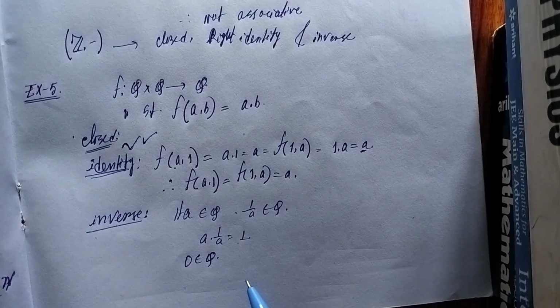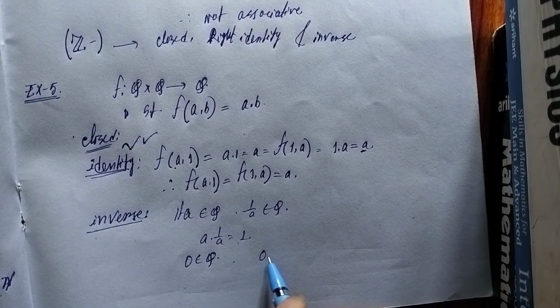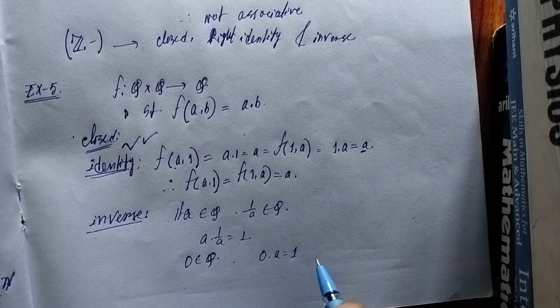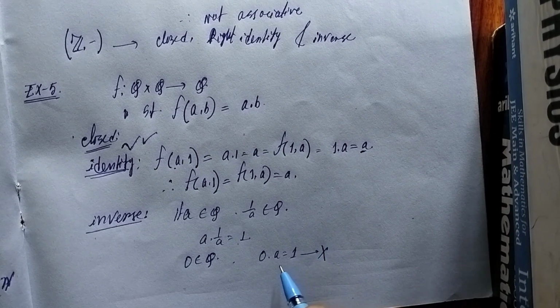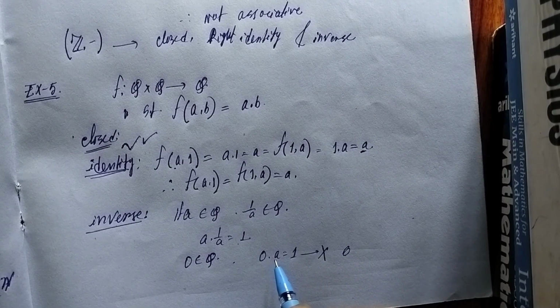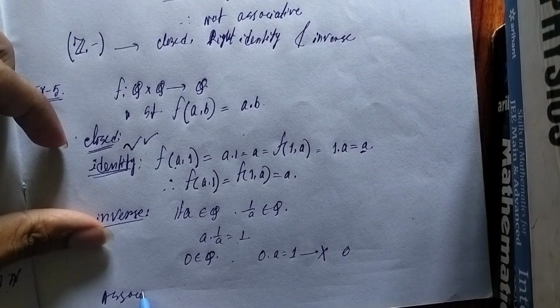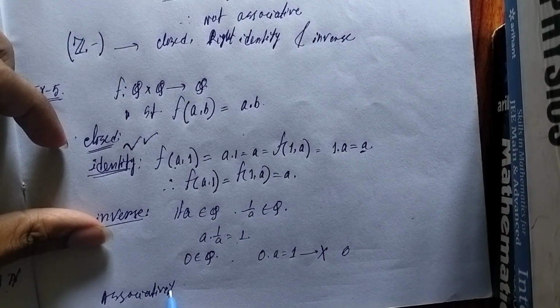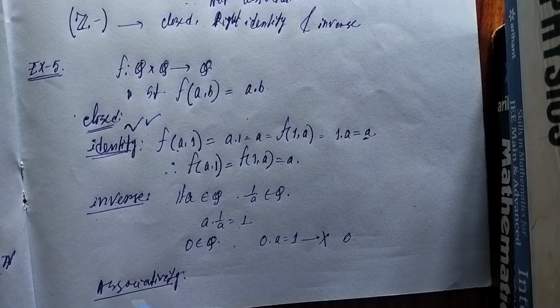Do you have any number which, after multiplying by 0, we ultimately end up with 1? No, there is no such number, because if we multiply any number by 0, that is going to return us 0. Okay, so only for 0, we don't have any inverse. Associativity is obvious. But not all the elements have an inverse.